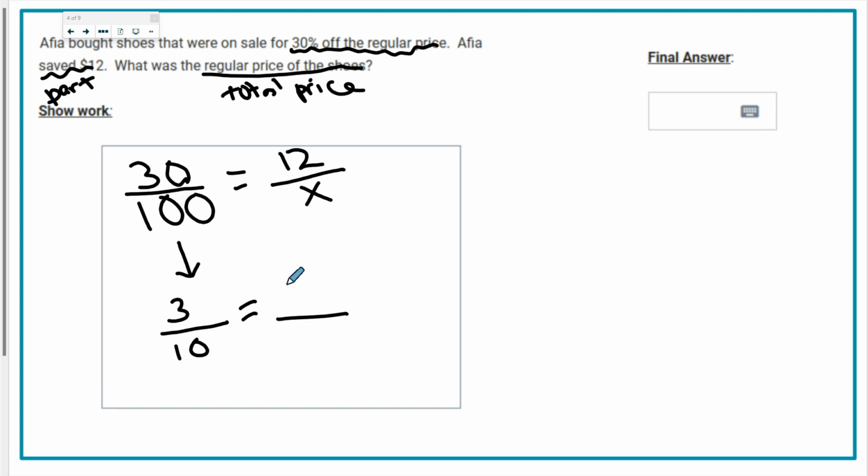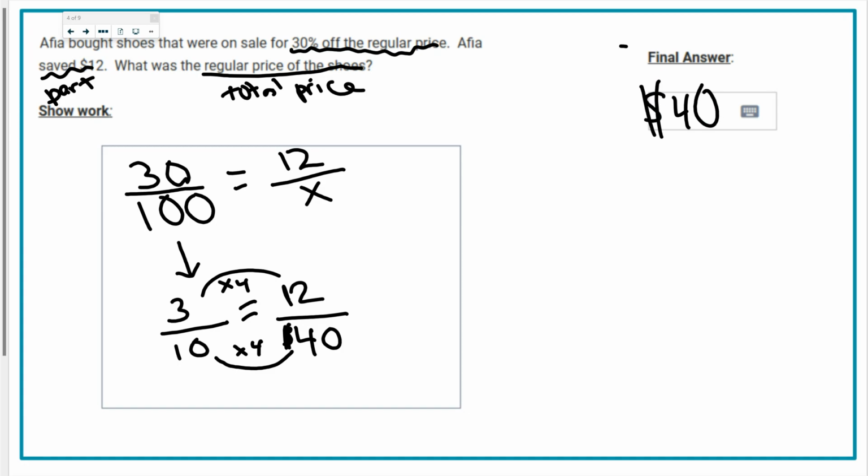If I simplify that down to 3/10, I can now go from 3 to 12. How do you go from 3 to 12? You multiply by 4. Now, if I multiply the top by 4, also multiply the bottom by 4. 10 times 4 would give us $40. So our final answer is $40.